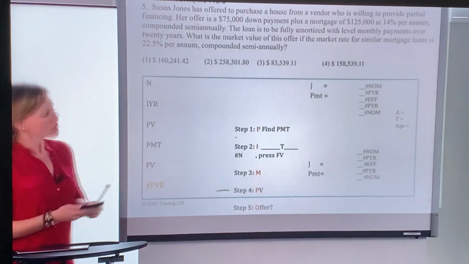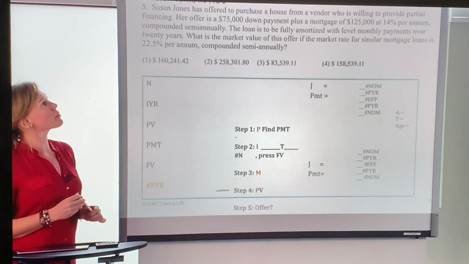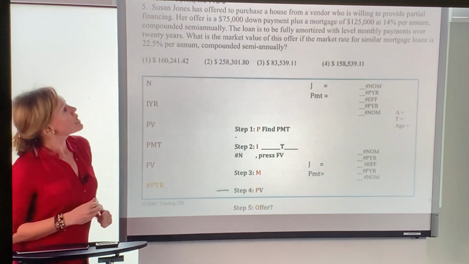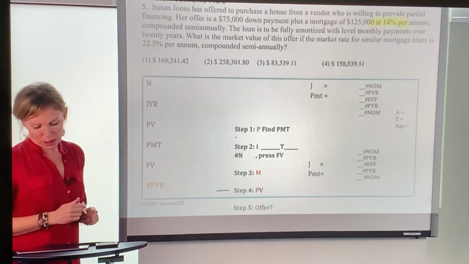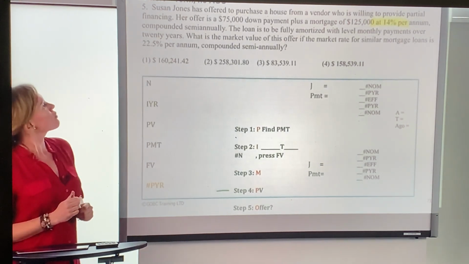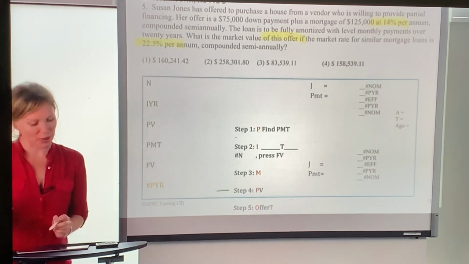Question number 5. Susan Jones has offered to purchase the house from the vendor who is willing to provide partial financing. Her offer was a $75,000 down payment, which is cash, and a mortgage of $125,000 at 14% compounded semi-annually. So that's the first rate so far. The loan has to be fully amortized with monthly payments over 20 years. What is the market value of the offer, if the current market rate is 22.5%?